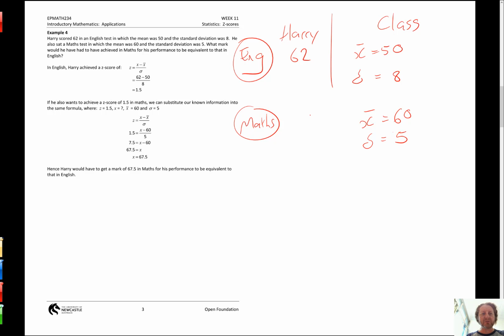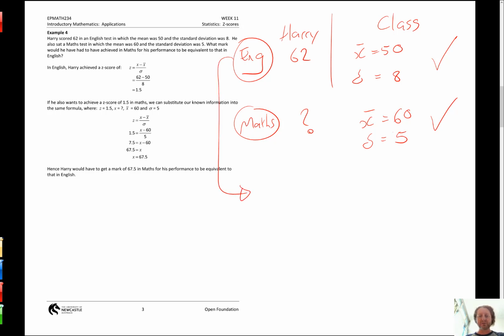What mark would he have to have achieved in maths for his performance to be equivalent to that in English? So I've got a bit of an unknown, so I'm glad I've got a formula and hopefully a little bit of algebra skills. We want this performance to be just as good as this performance. And we know the performance is judged by what Z-score you got. We want equal Z-scores. Equal performance means equal Z-scores. So first let's calculate the Z-score for English.